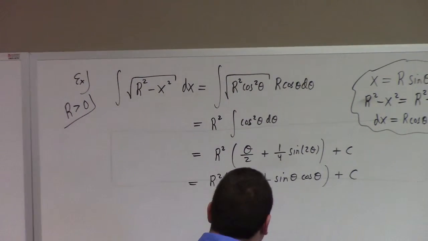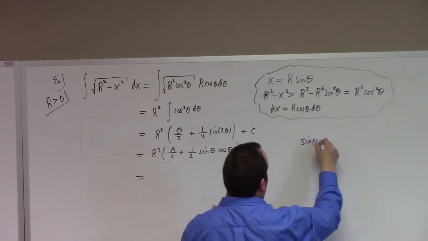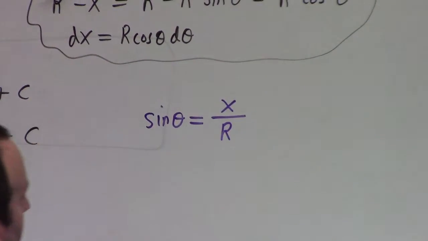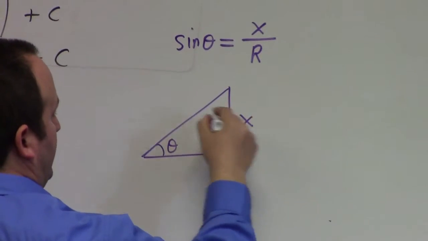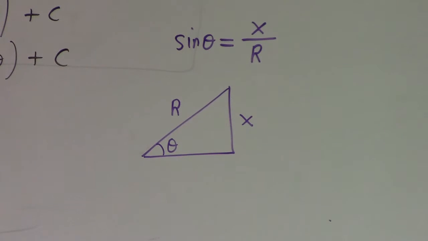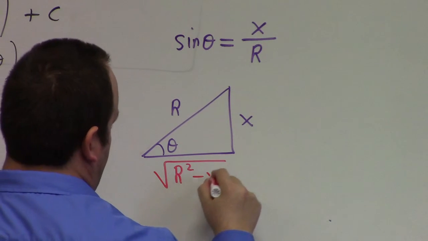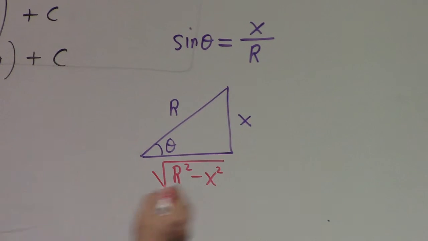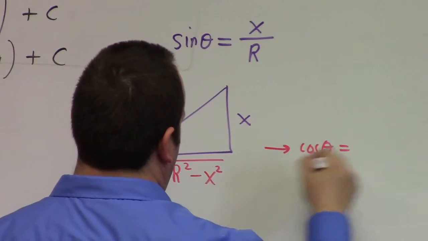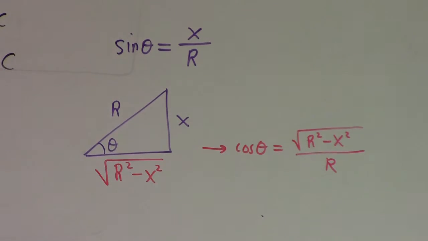So then what? Yeah, the triangle, but this is a slightly different triangle, right? This time we have sine theta is what? x over r, right? So I've got my theta here, my opposite is x, my hypotenuse is r. The thing I'm trying to remove, the radical, is here, the square root of r squared minus x squared, right? So what does that make cosine theta? Right, from the triangle.